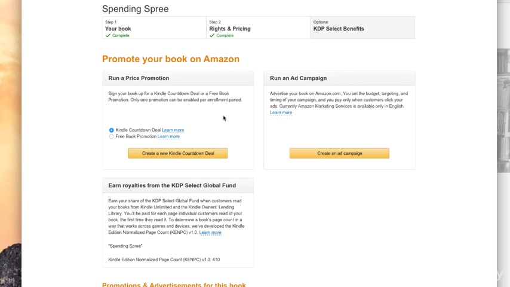Now, if you're just starting out, you're really not going to get a whole lot of benefit out of Kindle Countdown deal. This feature is probably better with someone who has a little bit more reach, so someone who has a little bit more of a platform. So if you're just starting out, then this isn't going to be too much benefit to you. What the huge benefit will be is free book promotion, and this is one of the best reasons to go KDP Select: you are allowed 5 free days over 90 days where you can set your book to free.